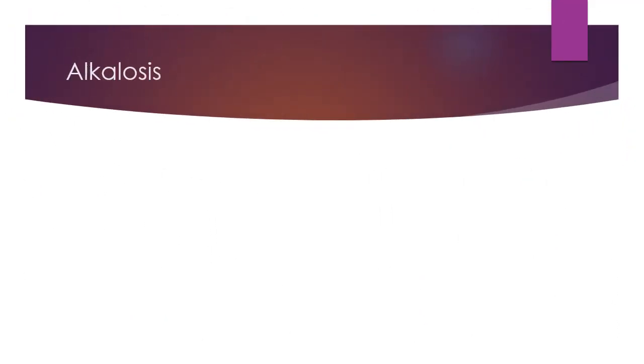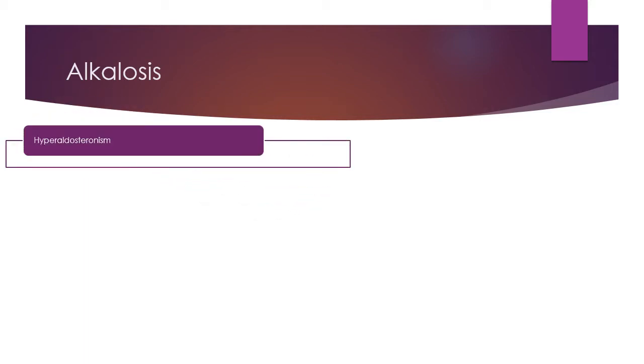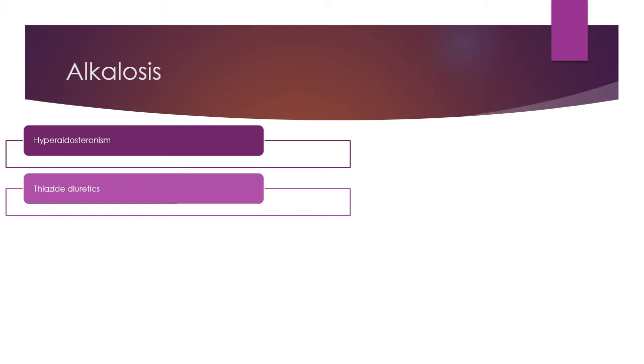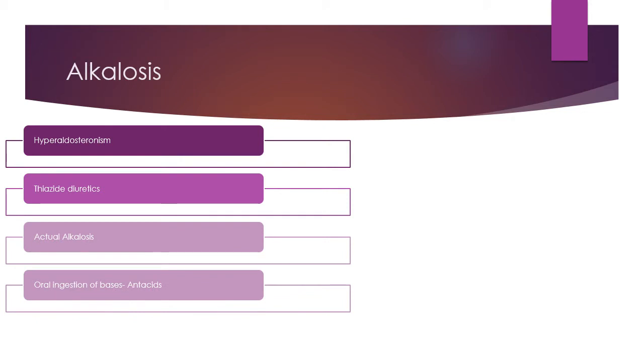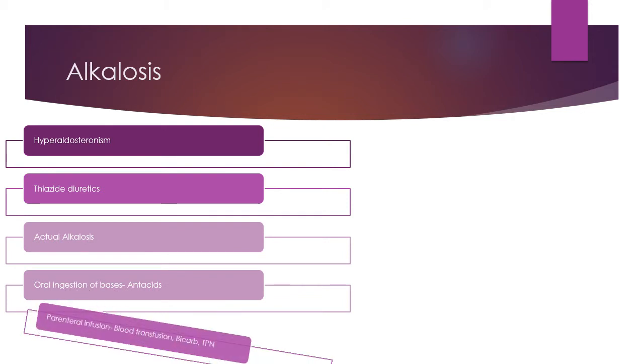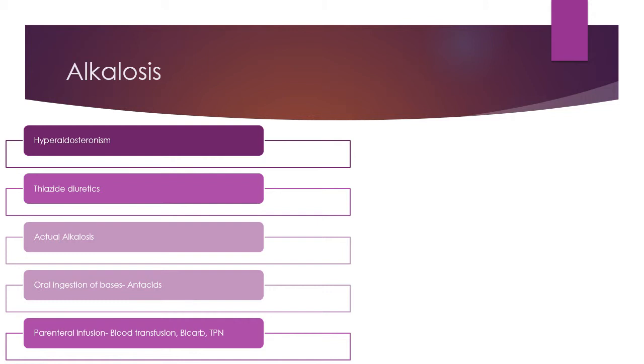In patients with alkalosis, the acid-base balance of the blood is disturbed and has an excess of bases, especially bicarbonate. Some of the listed causes, but not all of the causes, of alkalosis are hyperaldosteronism, thiazide diuretics, actual alkalosis, oral ingestion of bases such as antacids, parenteral infusions such as blood transfusion, bicarbs, or TPN.